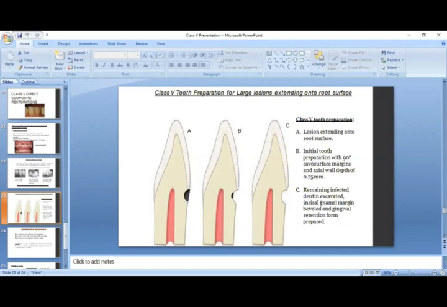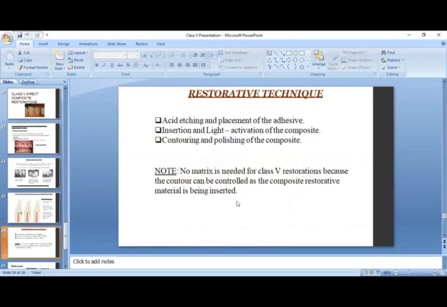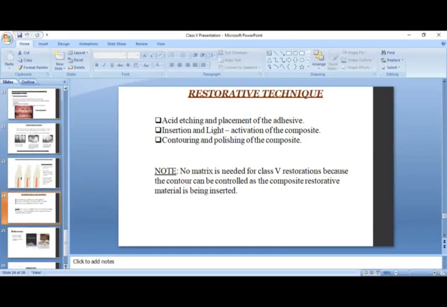Remaining infected dentin is evacuated, with a bevel and general retention form. What does bevel mean? We are supposed to place a bevel in that area to increase the surface area, as I mentioned in the class 3 cavities too. The restorative process is the same for all composite restorations: first the etching, then light curing and the contouring of the restorative material.